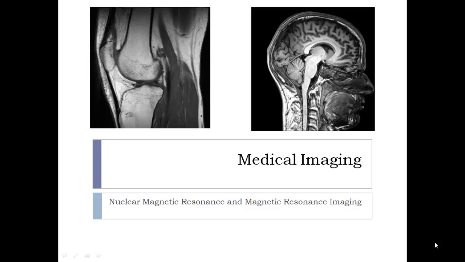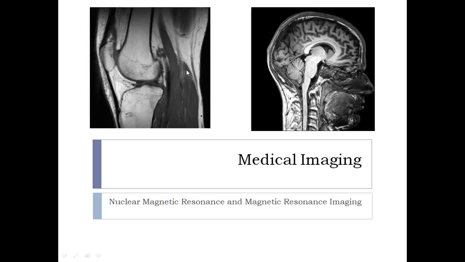In this lecture, we're going to take a look at another type of medical imaging, which is nuclear magnetic resonance and magnetic resonance imaging. And this process has been used to produce these two amazing images, the one of a knee joint and the one of a human head.